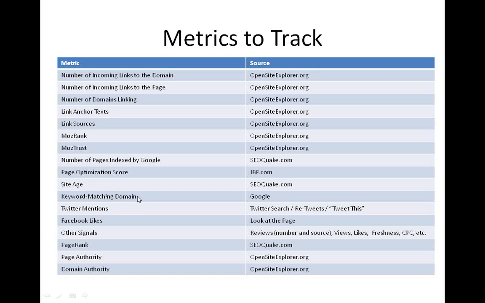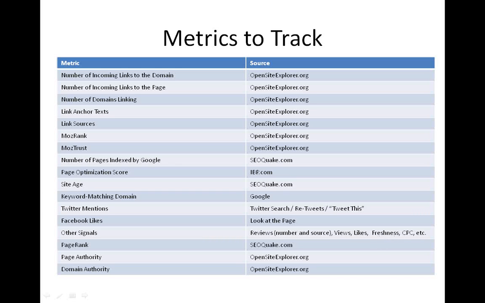Keyword matching domain. So is your main keyword in your domain name? For example, if you want to rank for buy printers online, a domain with that keyword would be buyprintersonline.com. And then we have social media signals, like how many Twitter mentions you have, how many people like you on Facebook. And then we have other signals, like for example, we talked about local places. So how many reviews you have, where are they coming from? If we're talking about a video, for example, on YouTube, how many views the video has, how many likes and dislikes they have.